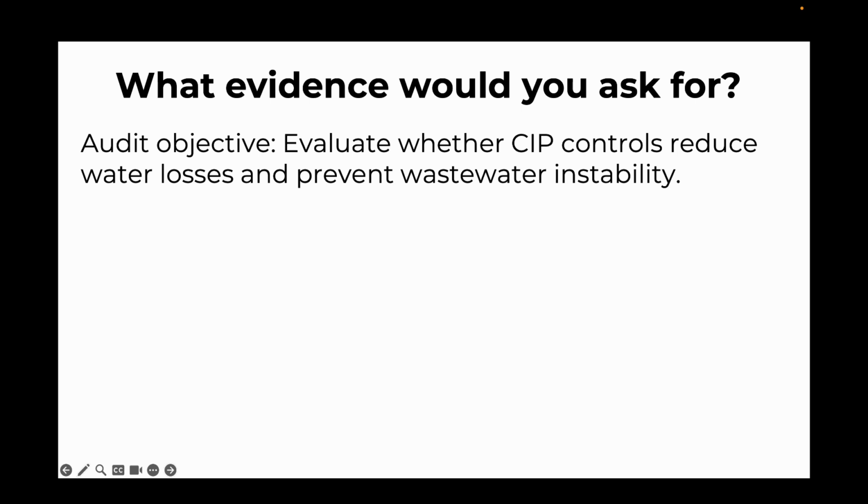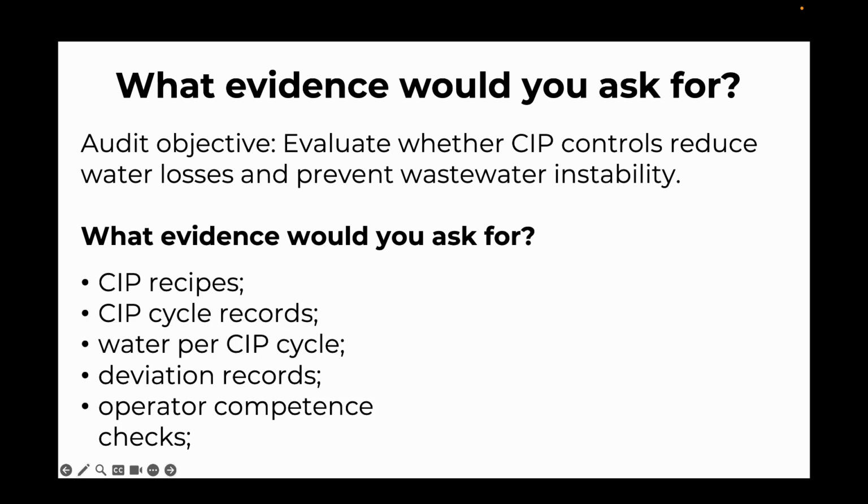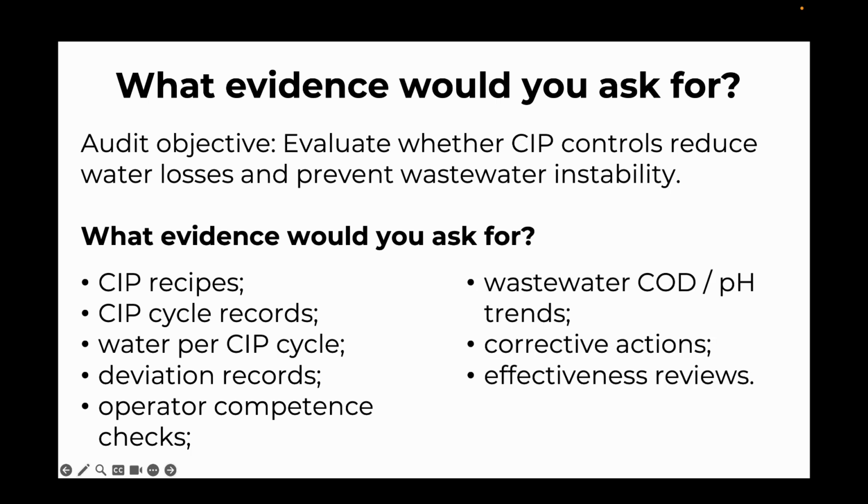Now, pause for, let's say, 20 seconds. Imagine you are the internal auditor. Your audit objective is evaluate whether cleaning in place controls reduce water losses and prevent wastewater instability. What evidence would you ask for? You might ask for cleaning in place recipes, cleaning in place cycle records, water per cleaning in place cycle, deviation records, operator competence checks, wastewater COD and pH trends, corrective actions, effectiveness reviews.